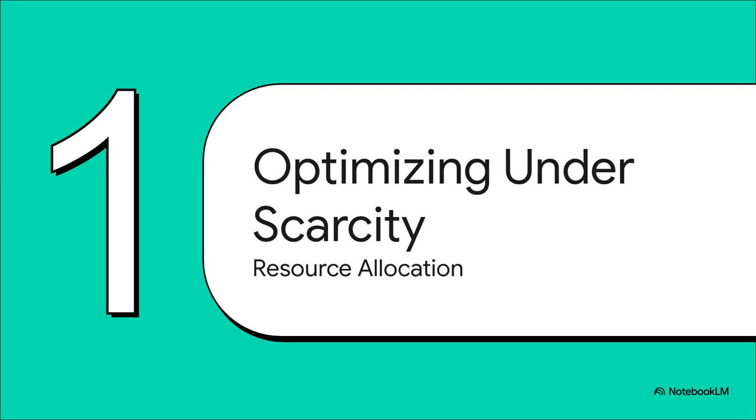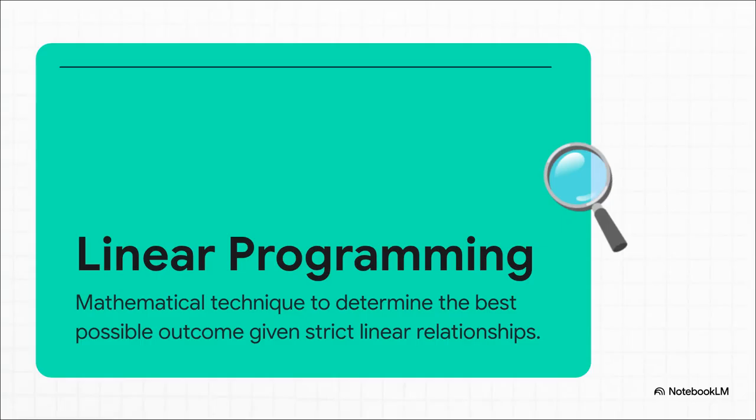Section 1. Optimizing under scarcity. Okay, let's dive right in. Because resources aren't infinite, tough decisions have to be made. To make those calculated decisions, economists use something called linear programming, or LP. Essentially, it's a really powerful mathematical optimization technique. We use it to determine the absolute best possible outcome, whether that means maximizing our profit or minimizing our costs, specifically in situations where our constraints take the form of strict linear relationships. It literally forms the foundation for understanding firm behavior, input-output analysis, and how to properly allocate resources.